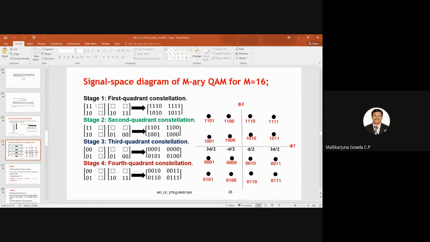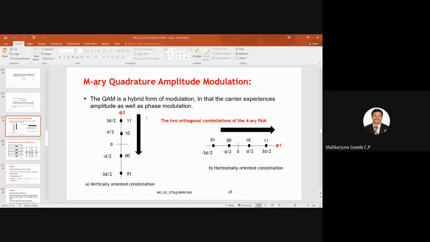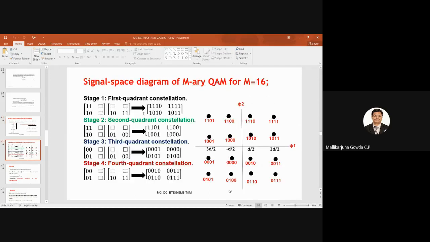Able to understand this point? I said previously that the multiplication of L array PAM with itself will give the QAM constellation. That is why the vertical and horizontal constellation of L array PAM is multiplied to get the message points of each quadrant. So the first quadrant I get by multiplying this 1110 with 1011. That is what is done here.